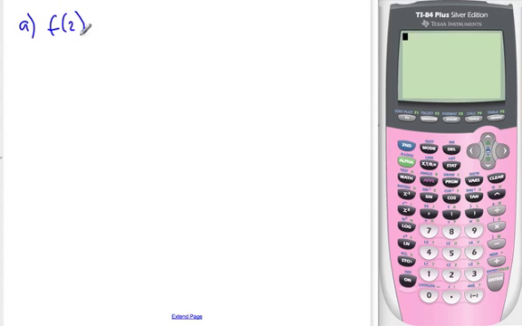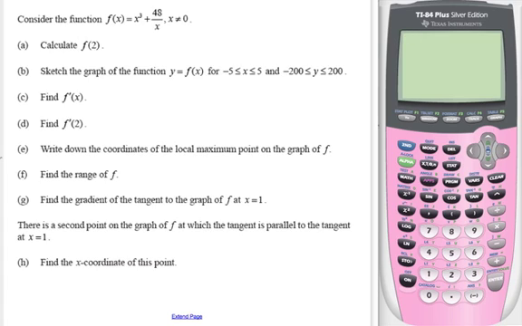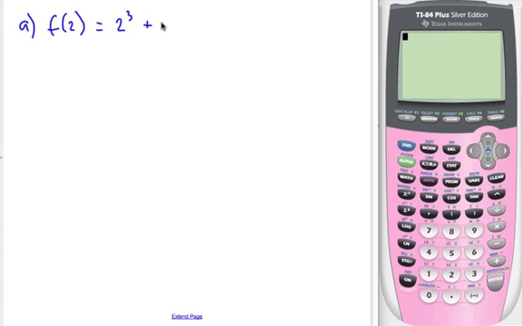f of 2 is what we get when we do 2 to the power of 3, add, sorry, I've forgotten what it was, 48 over x. So add 48 over 2. So I can do this one hopefully without a calculator. 2 cubed is 8 and that over 2 is 24. So we're going to get 32.